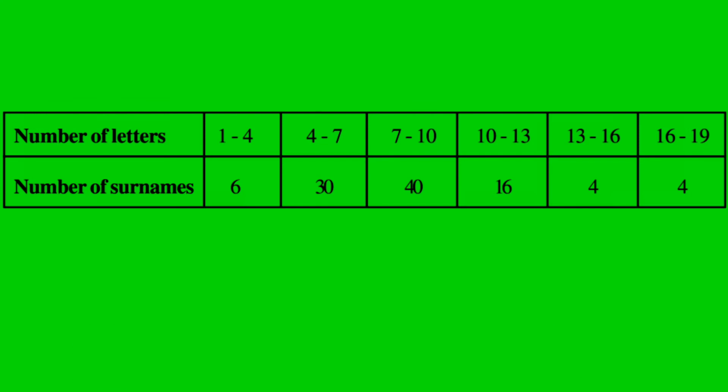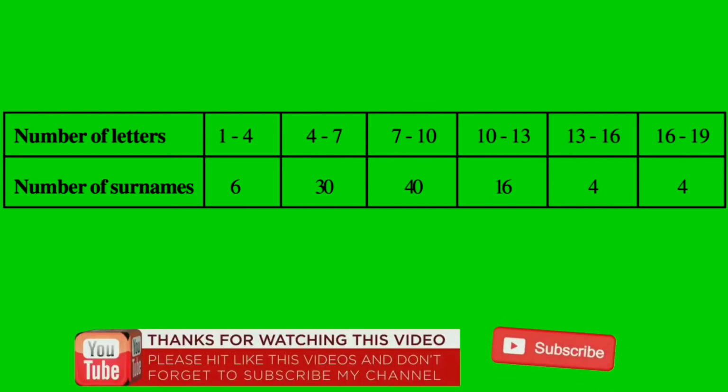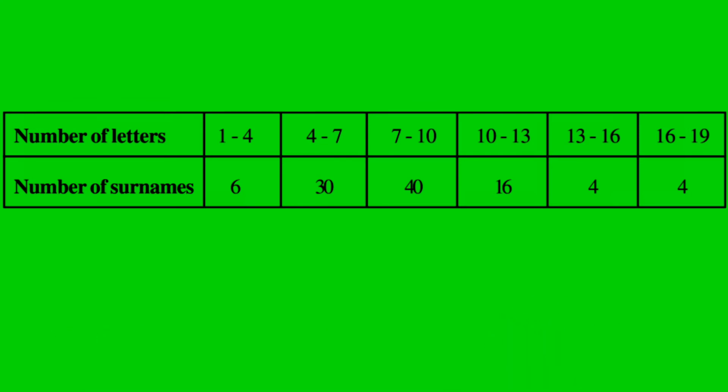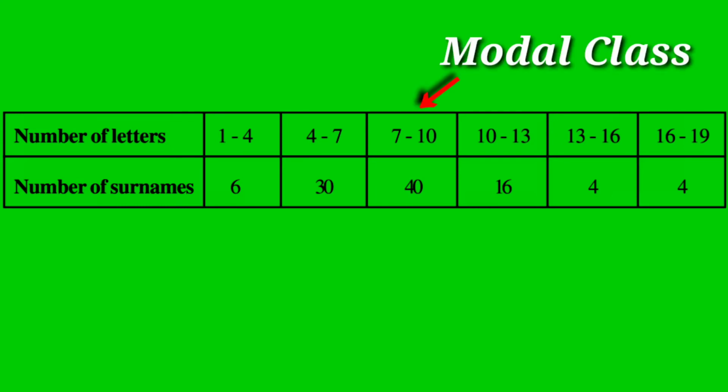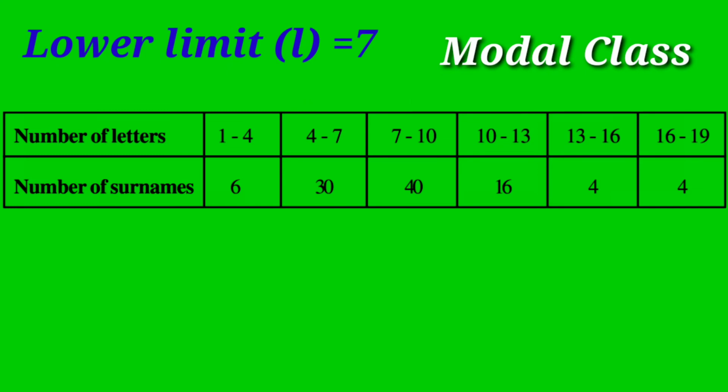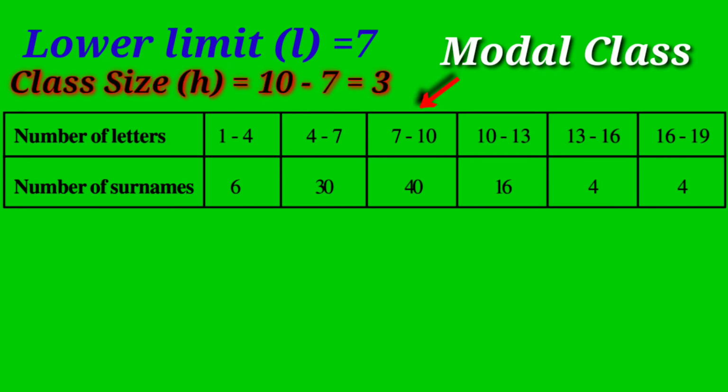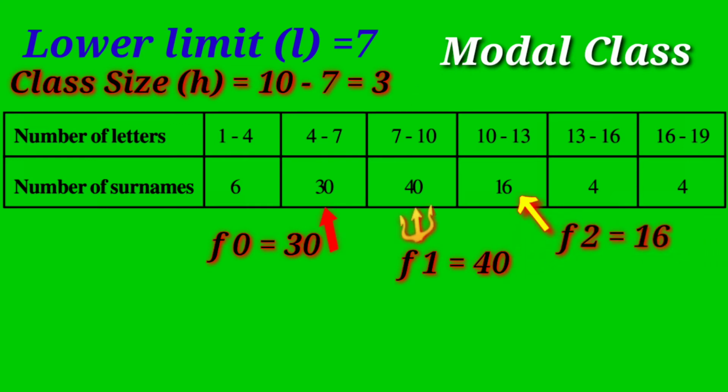From the table, it can be observed that the maximum class frequency belongs to the class interval 7 to 10. So therefore modal class is 7 to 10. Lower limit of modal class is 7. Class size 10 minus 7, which is 3. Frequency f1 of modal class is 40. Frequency f0 of class preceding the modal class is 30. Frequency f2 of class succeeding the modal class is 16.